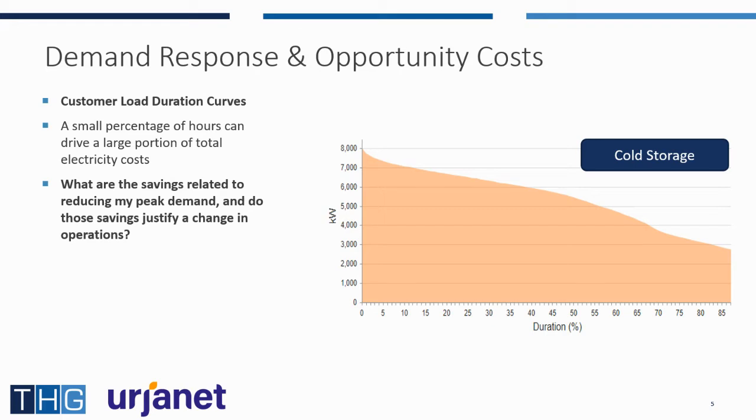The example I'm showing you on this slide is of a cold storage customer that we serve. You can see that while their peak demand during this period is 8 megawatts, they are only above 7 megawatts for less than 10% of the hours. This implies that there could be some marginal benefit for demand management with adjustments made for only during a few hours of the month.